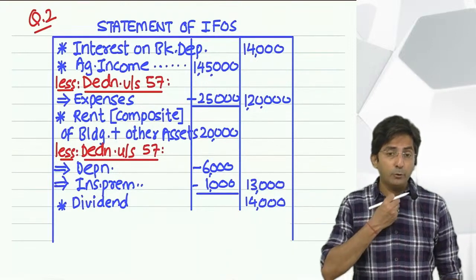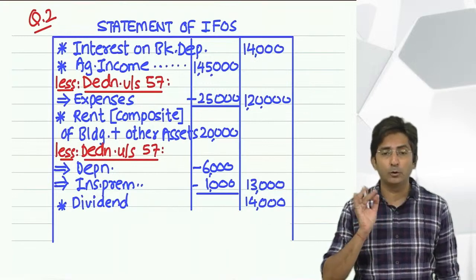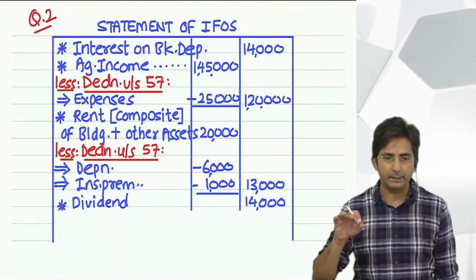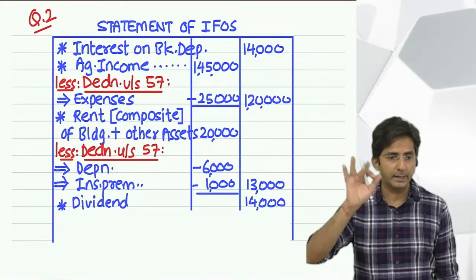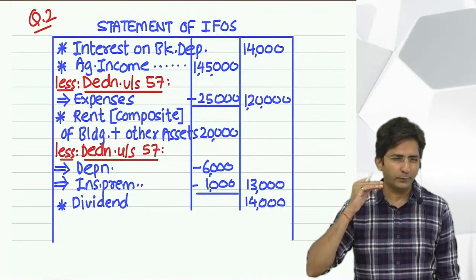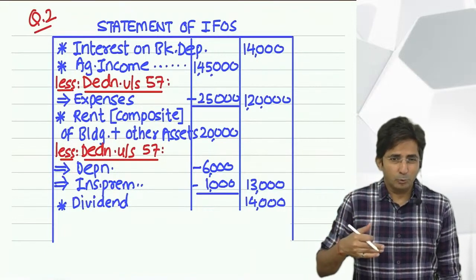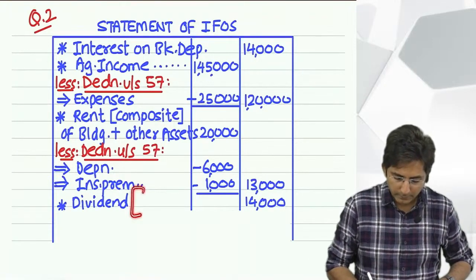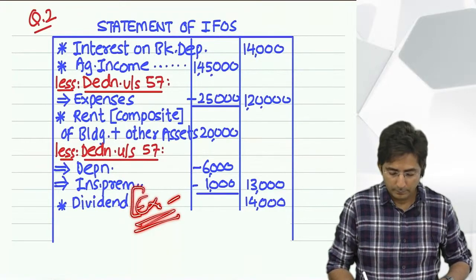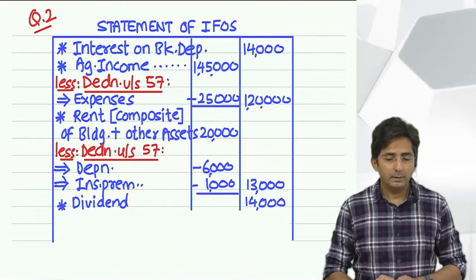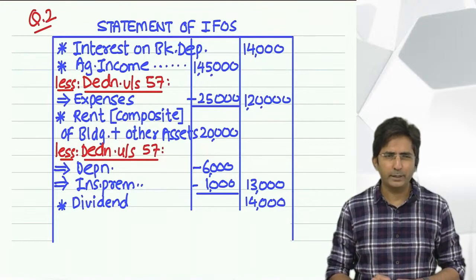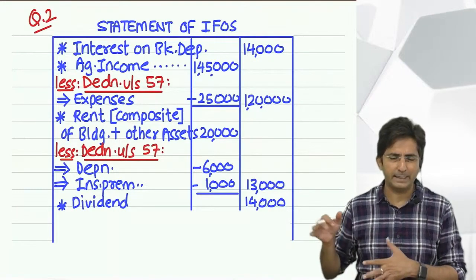See, whenever you ignore something, it is better you write a note in the exam. Now in the exam, after the statement, you can write a note, expenses related to dividend are ignored. But if you feel it is burdensome to write a note after the whole statement is done, you can write in the bracket also. Expenses are ignored. In bracket you can write, this way you can avoid the hassle of writing a note.